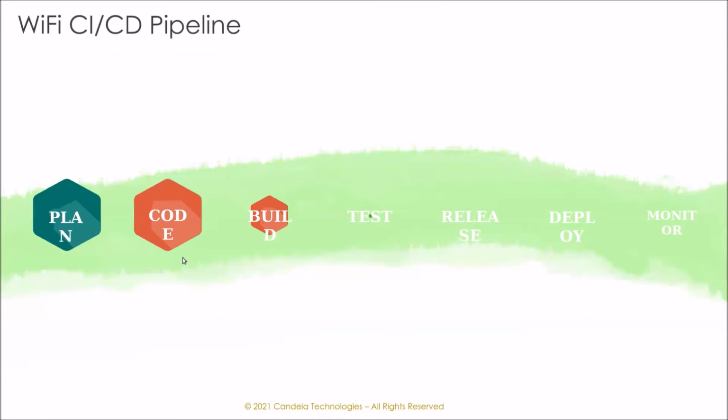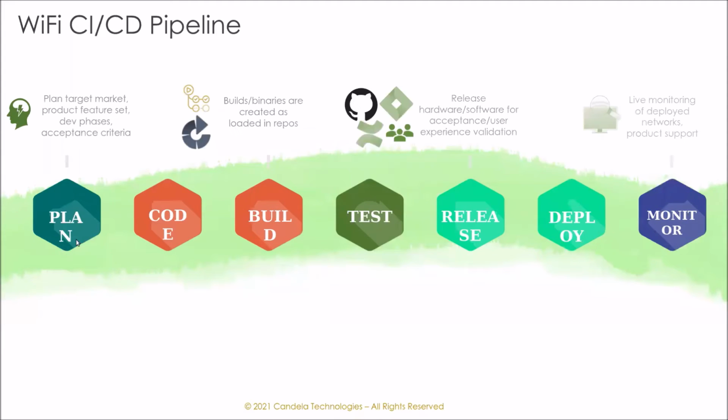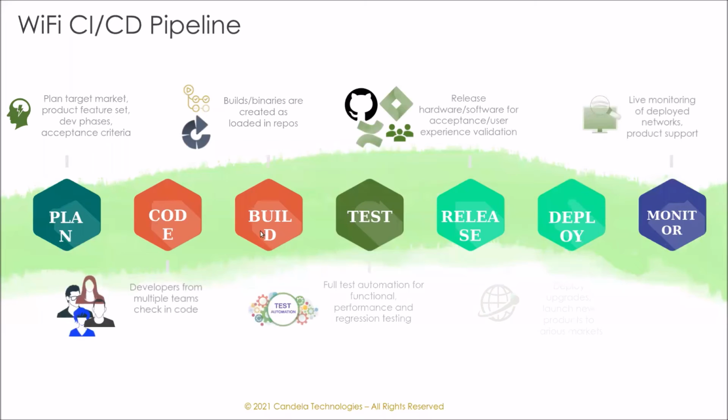Now, any Wi-Fi CI/CD pipeline is like, first we do planning. Then we do coding. Then we do a build. Then we test it, we release, we deploy, and we monitor. These are the stages of any CI/CD pipeline that we use currently. Candela plays a major role in the testing and releasing cycle. We actually test the entire software, which, for example, any access point manufacturer company has as AP firmware.